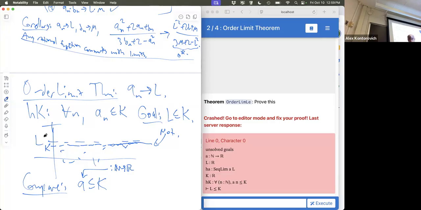You have a sequence A going to L. You know that for all n, A is bounded by K. Your goal is to show that L can't be bigger than K. L is less than or equal to K. My wording just now was a hint.